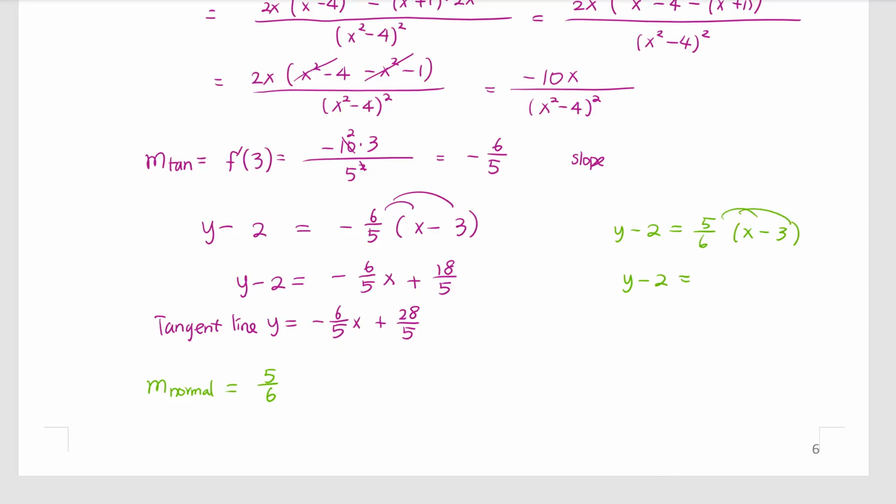Okay, and let's distribute. So we have 5/6 x minus, 6 and 3 cancel, we have 5/2. So we add 2 on both sides. Then 2 minus 5/2 is minus 1/2. So this is the normal line. All right, everybody. So this is the normal line. Okay.